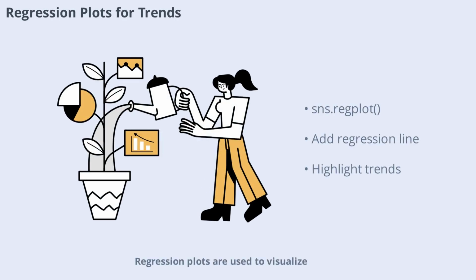Regression plots are used to visualize linear relationships and trends between variables. With SNS regplot, you can add a regression line to your scatter plot, helping to highlight the overall trend. Regression plots are useful for predictive analysis and understanding how variables influence each other. Let's create a regression plot to see how total bill predicts tip amount in our dataset.